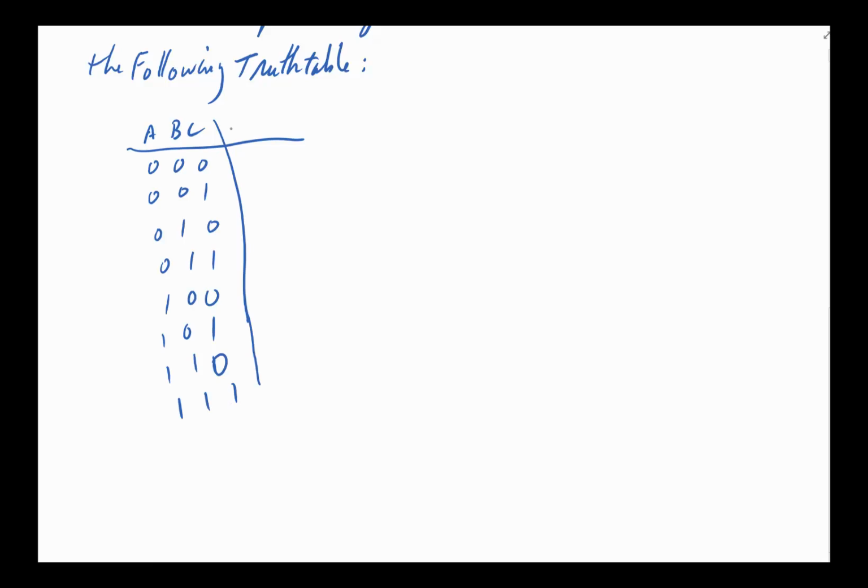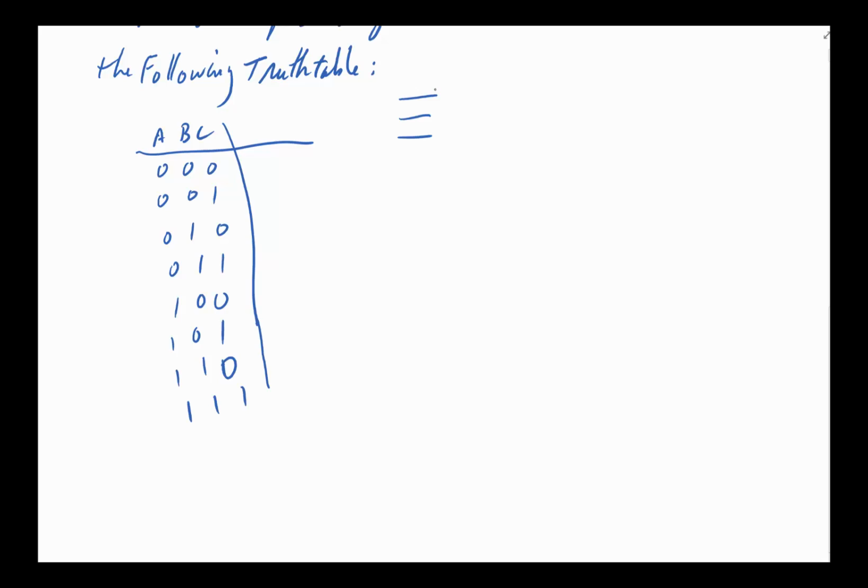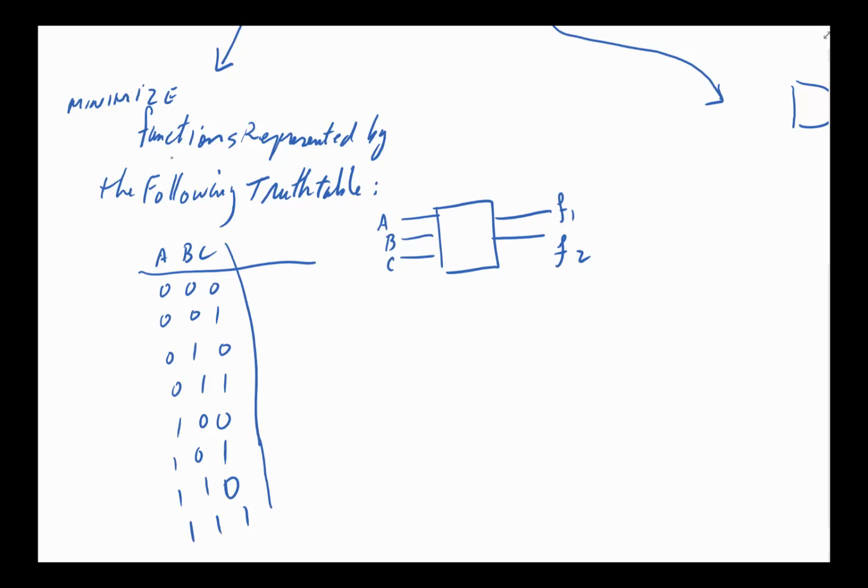Let's draw the system diagram. We've got a system with A, B, and C coming in, and they expect us to generate F1 and F2. We have 3 inputs coming in and 2 outputs going out, F2 and F1, represented here. For F2, we have 1, 1, 1, 1, 0, 1, 0, 1. And for F1, we have 1, 0, 1, 0, 0, 0, 0, 0.